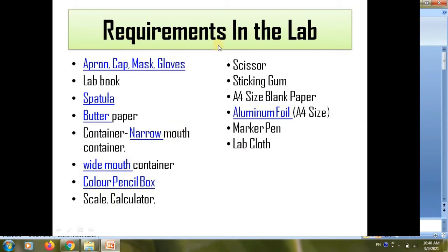Then next, requirements in the lab. This is the picture of this slide I have provided to you. You have to carry most of the things from your side. First one is your apron, cap, mask, gloves. The apron, cap and mask will be provided to you from our store department. When you come to the college, you have to ask the person in the store department and borrow that apron, cap and mask.